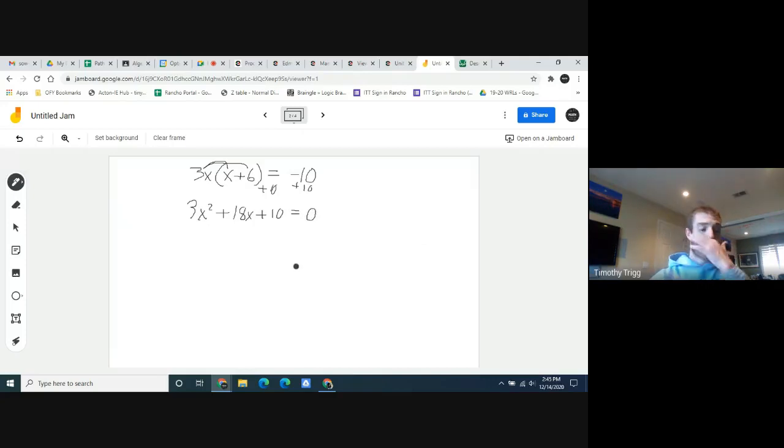Equals 0. So remember, if we're going to use the quadratic formula, which is negative b plus or minus the square root of b squared minus 4ac all over 2a, we're using that quadratic formula. Or if we're factoring, we need to get everything over to one side and then 0 on the other side. Okay, so let's see if this thing's factorable. So 3 times 10 is 30. And we can put the 18 on the bottom. So I'm looking for two numbers that multiply to give me 30, but add up to give me 18.